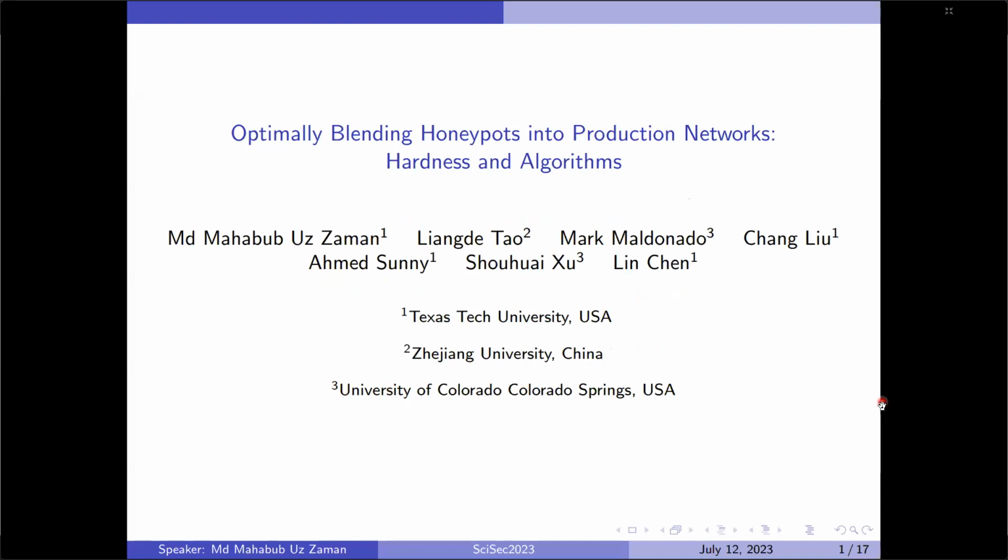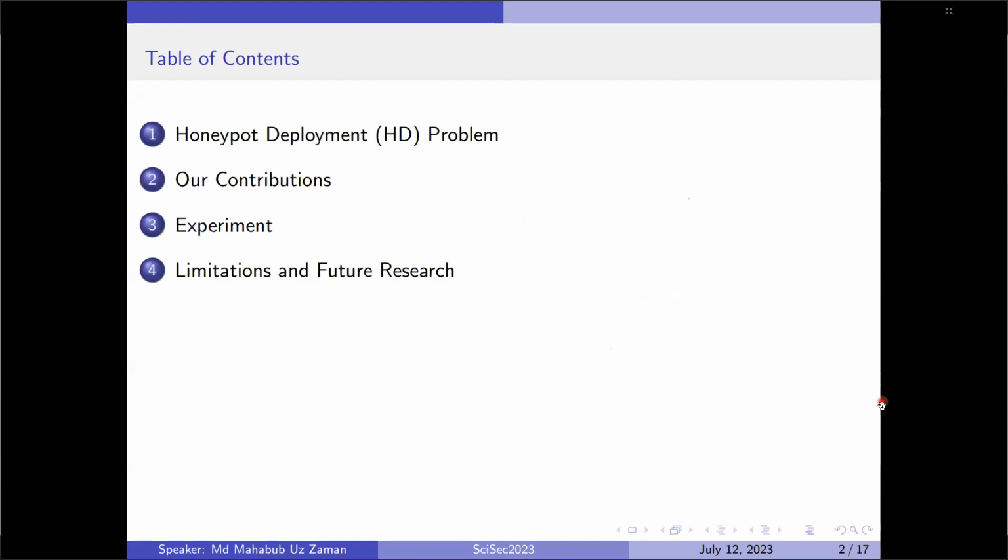So I'm going to present today the paper Optimally Blending Honeypots into Production Networks: Hardness and Algorithms. Mainly I'm going to talk about the honeypot deployment problem itself, the contributions that we have made so far, some experiments that we did, and limitations and future research.